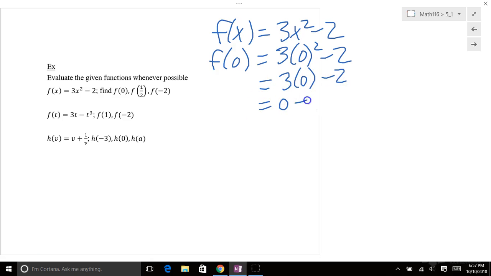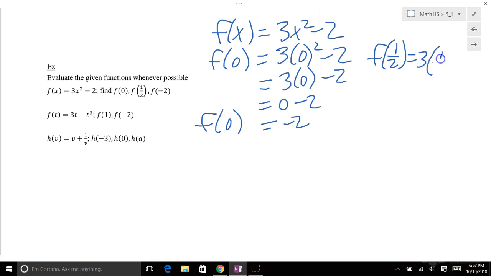3 times 0 is 0. 0 minus 2 is negative 2. So f of 0, in other words y, is negative 2 whenever x is 0. Next one asks us to do it for f of 1/2. So now we plug 1/2 in for x.